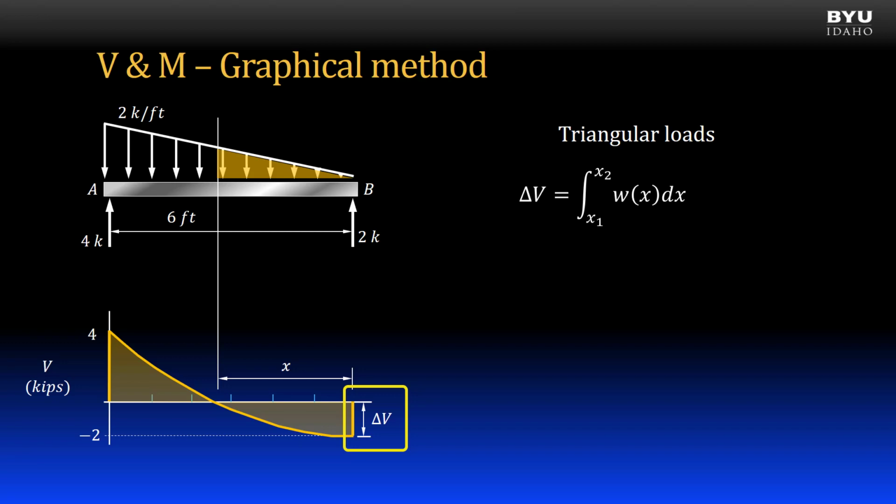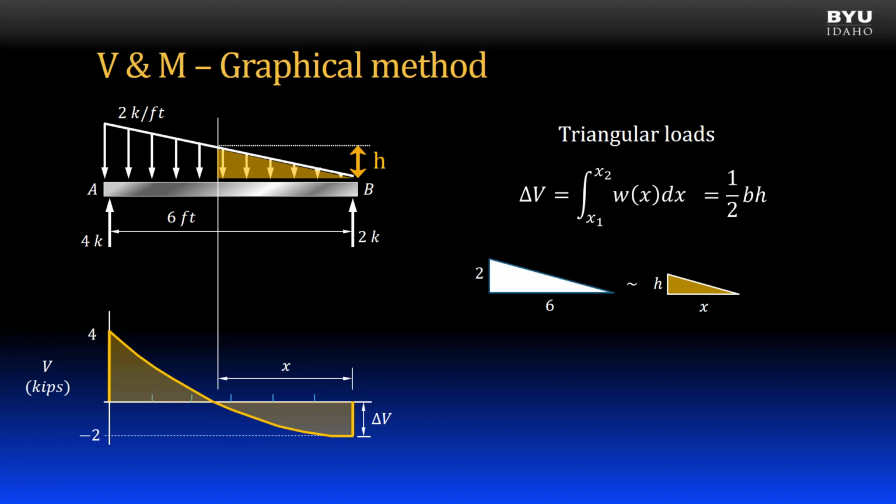This is equal to the area under the distributed load over the distance x. This area is a triangle, so we can set the integral equal to the area of a triangle. The base dimension of our triangle is the distance x. The height of our triangle is unknown, but somewhere between 0 and 2 kips per foot. We can write a relationship for the height in terms of x. The triangle that is the shape of the distributed load is similar to the yellow highlighted triangle. So, using similar triangles, we can say that the height, h, is equal to 2 over 6 times x.